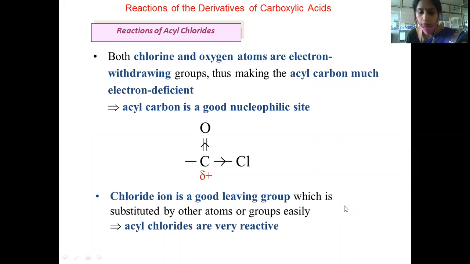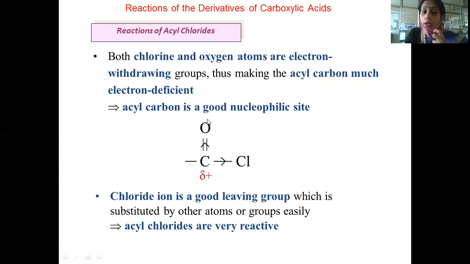So there are many derivatives. There are acid chlorides, amides, anhydrides, esters. So we will take up each one of them one by one. So let's start with acid chlorides or the acyl chlorides. So if you see the structure of the acyl chloride, there is COCl.